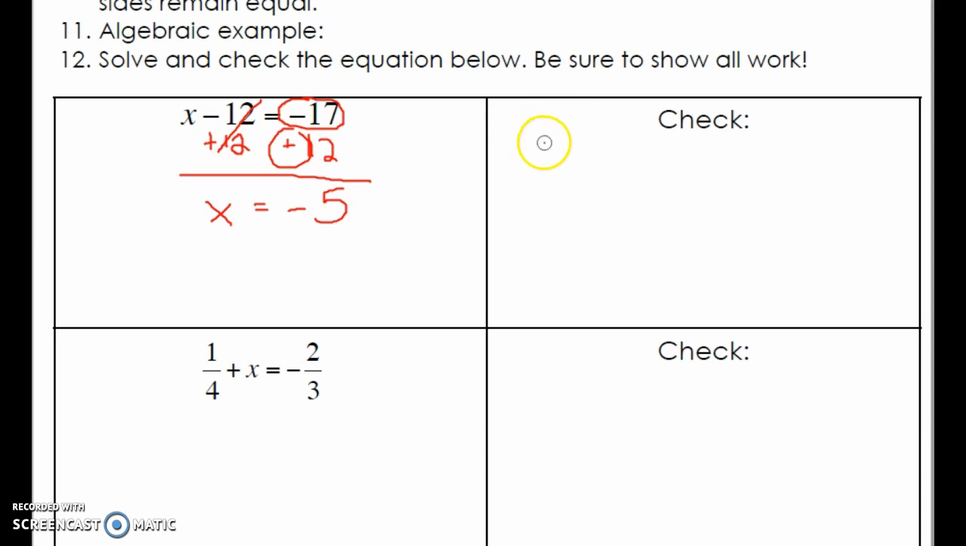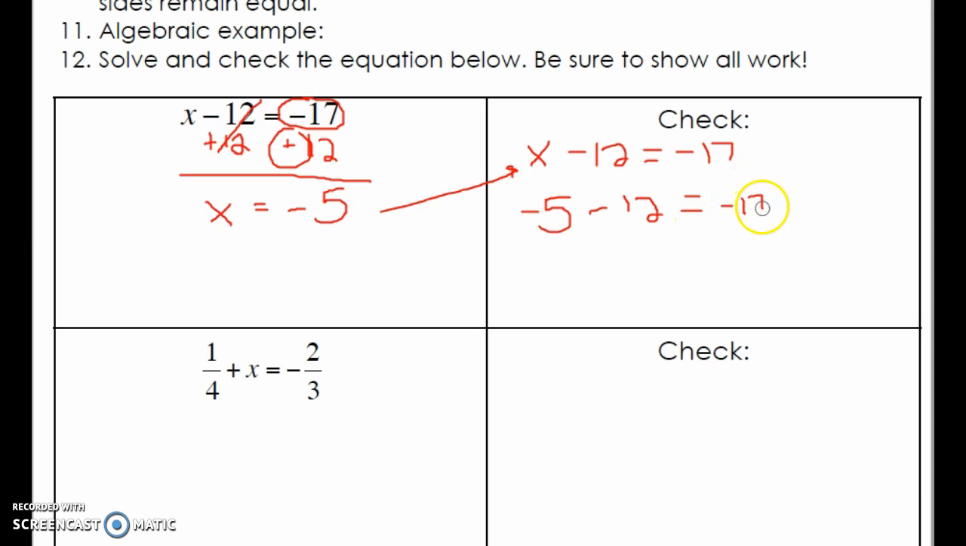Now I want to show you this. When we do a check, we rewrite the original equation. x minus 12 equals negative 17. Now I know that the x value that we found here is negative 5. So negative 5 minus 12 equals negative 17. Okay, I have to address something here.